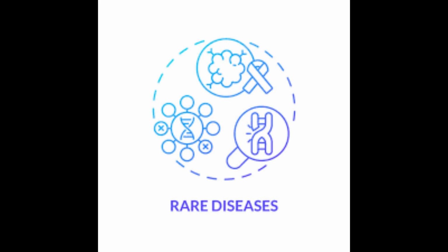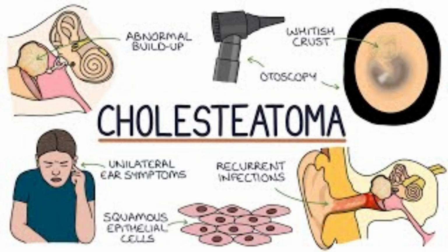Since we've talked about rare illnesses regarding the brain and also the eye in our past videos, we're also going to talk about that for the ears. Cholesteatoma. Cholesteatoma is an abnormal growth of skin cells in the middle ear and/or mastoid process, which is the bone behind the ear. It can cause chronic infections and damage to the surrounding structures, including the ear bones. Symptoms might include hearing loss, discharge, and a feeling of fullness in the ear.